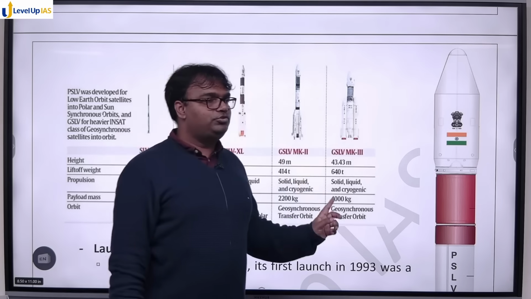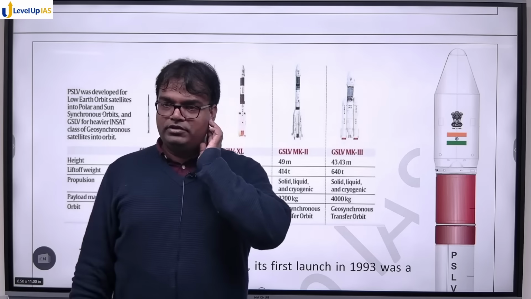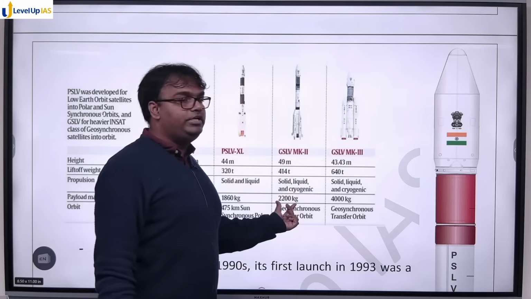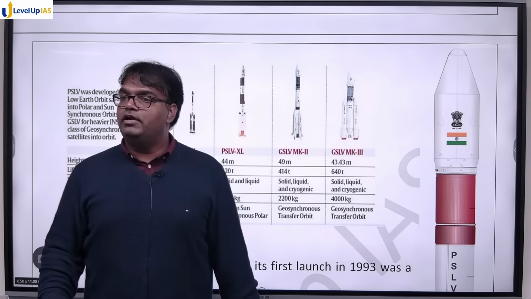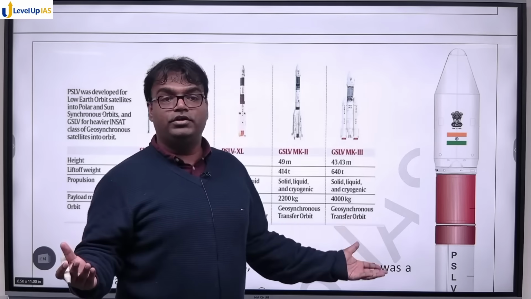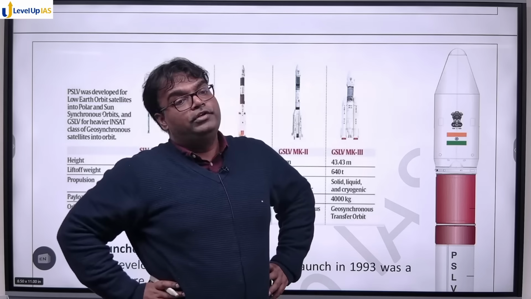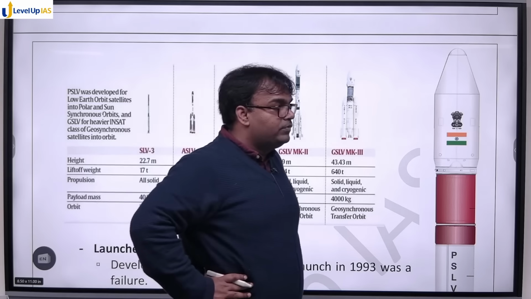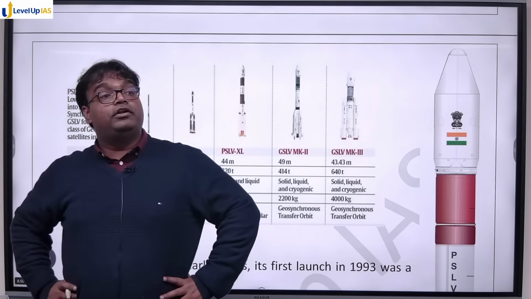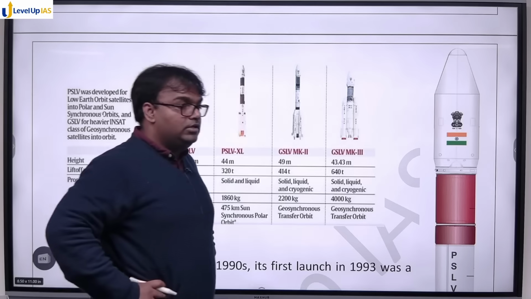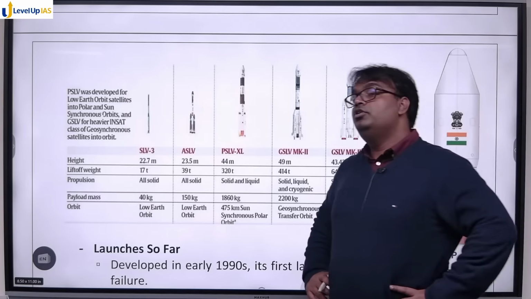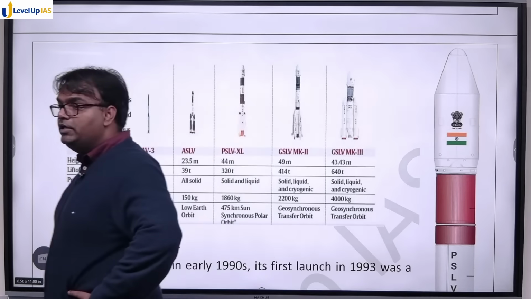Now GSLV Mark II, first stage solid, second stage liquid, third stage cryogenic. I'll explain to you what cryogenic is. Even in this, the limitation was it can only carry 2200 kg weight. But our communication satellites which needed to go to GTO weighed around 3000 kg, 4000 kg, so we had to depend on foreign space agencies. For example, European Space Agency launched our satellite GSAT-11 which weighed around 5500 kg. Some other GSAT satellites weighed around 3000 kg, 4000 kg, for which we had to depend on those agencies, and they used to charge us a lot of money.